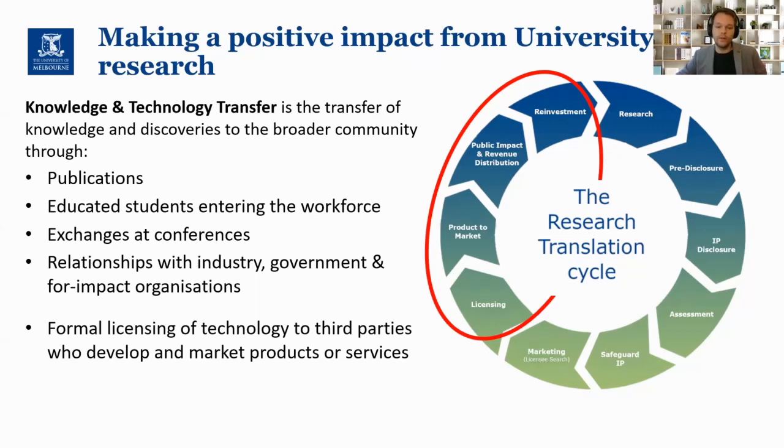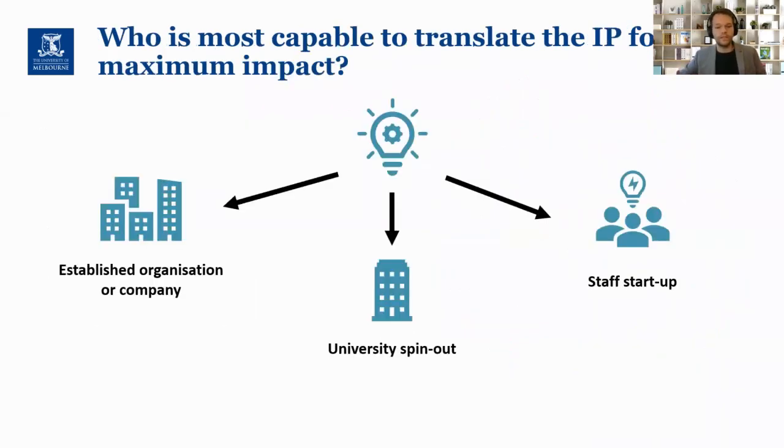We believe there are 3 pathways for that. It could be licensing the technology to an established organization or company with relevant experience and channels to market. That would, for example, be applicable if your research adds a certain feature to a product that's already on the market, or there are high barriers to entry to the market through, for example, regulations or otherwise.